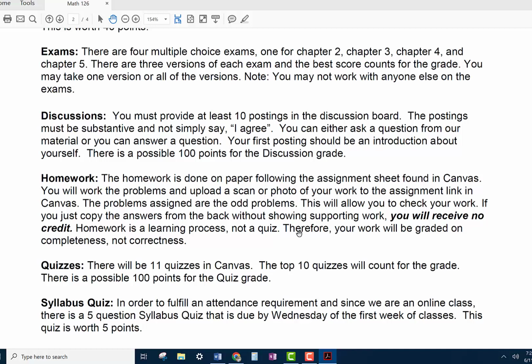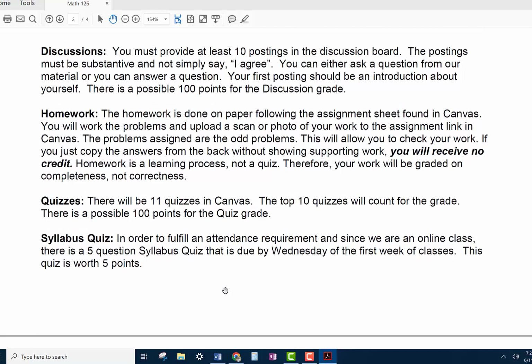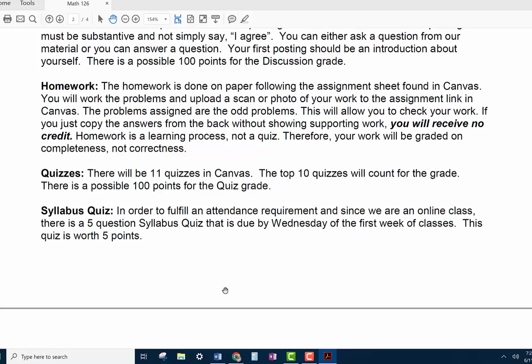Okay, moving on to quizzes. There'll be 11 quizzes in Canvas. The top 10 quizzes will count for the grade. There's a possible 100 points for the quiz grade. Syllabus quiz: in order to fulfill an attendance requirement, and since we are in an online class, there's a 5-question syllabus quiz due by Wednesday of the first week of classes. This quiz is worth 5 points.